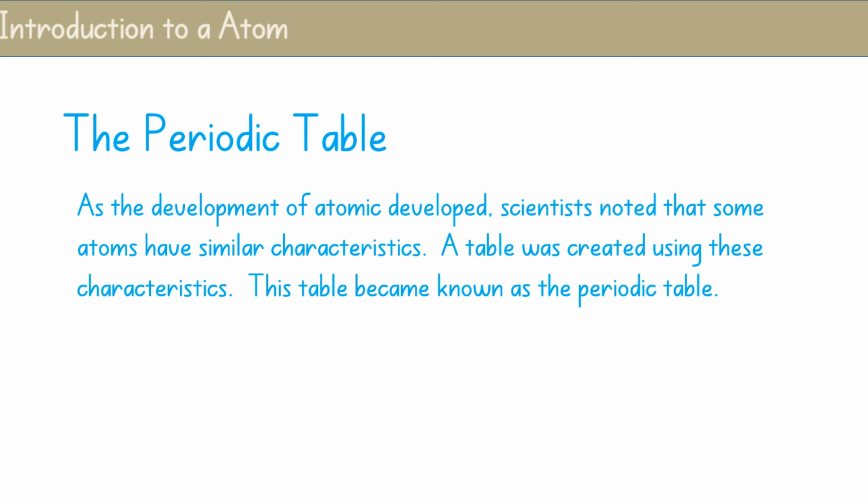As the understanding of the atom developed, scientists noticed that some elements have similar characteristics. A table was created using these characteristics. This table became known as the periodic table. Let's take a closer look.